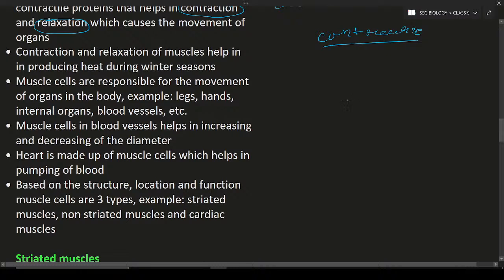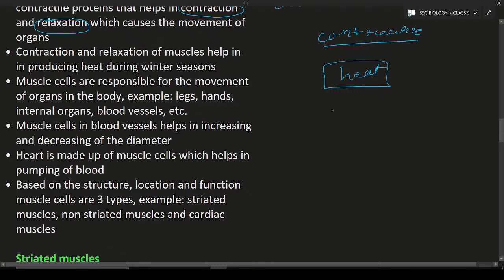Here, what is happening in the winter season? It is very cold outside, so your body has to maintain some temperature. In that condition, these muscle fibers contract and relax. The contraction and relaxation of the muscle tissue help in the production of heat. This heat is maintained in the body so that your body functions well.